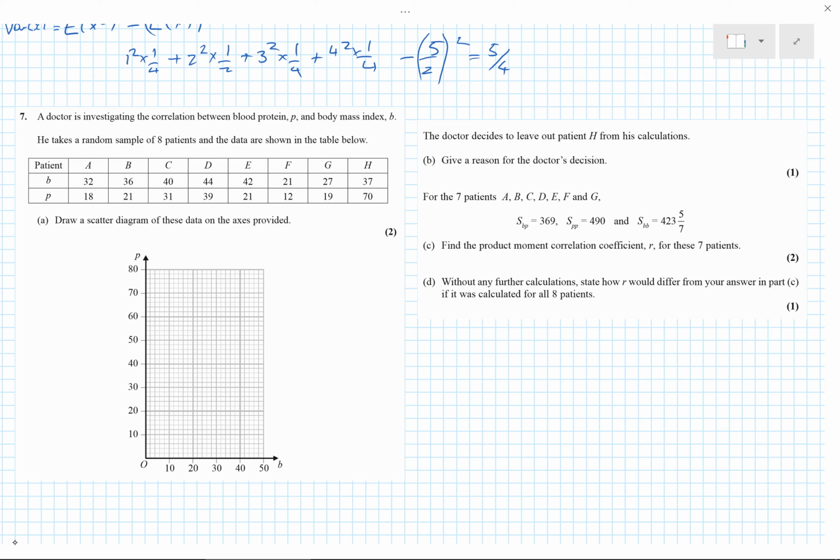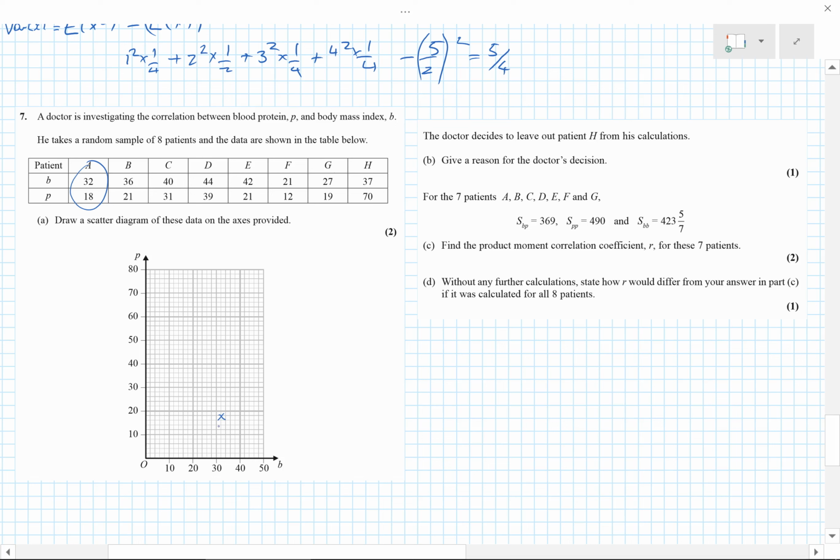Okay, let's have a look at the next question, question 7. It's a correlation question with a scatter diagram, so it's almost like 2 bonus marks here, because surely everyone can do a scatter diagram. However, I bet some students still got some of the points wrong. So we've got 32, 18 here. Make sure we're marking the correct one. 18 is along the x-axis. Each one of these is 2, and that's 18 here, so 32, 18 will go there.